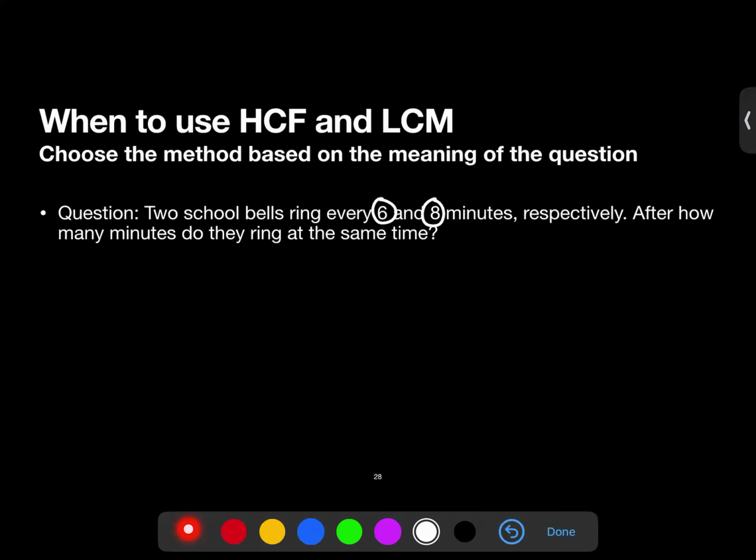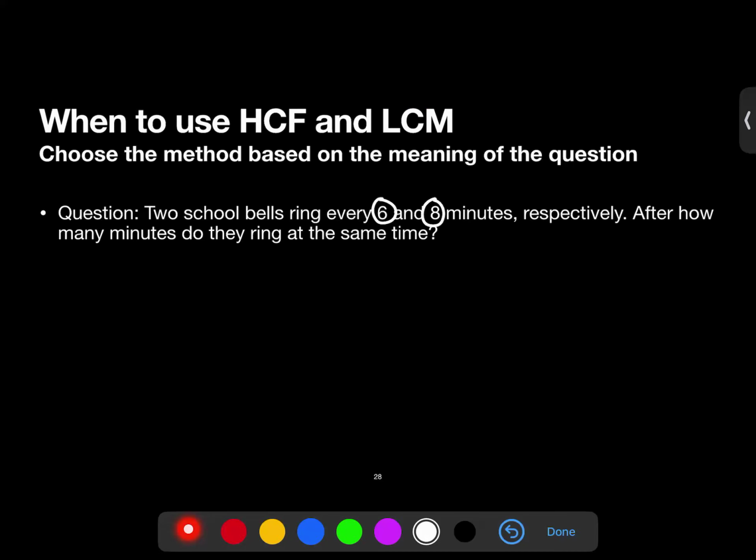16, 24, 32, 40, 48. So we see that 24 is common between the two sets, right? So 24 is the least common multiple.